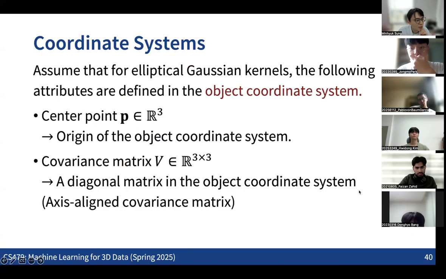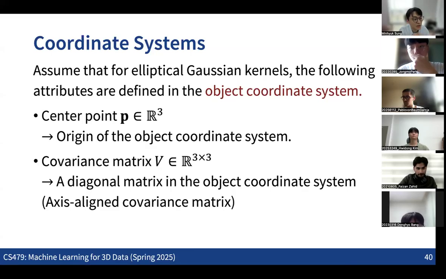And the thing is that we are assuming that for all the ellipsoids, the Gaussians, the kernels, all the centers and the covariance matrices, that information is defined in the object coordinate system. So we first define the ellipsoidal kernel in the object coordinate system, and we're going to see how those kernels are transformed through the viewing transformation and also the projective transformation.